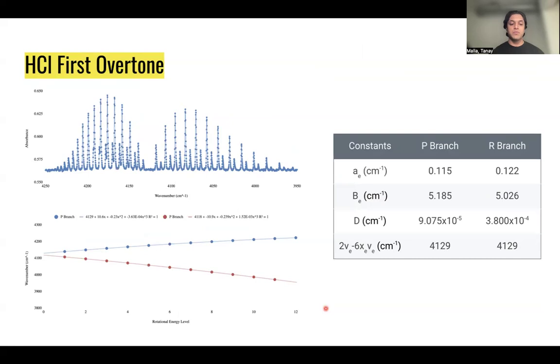Continuing down the graph, we come upon the first overtone of HCl. On this graph, the same regression analysis is completed. The R branch had 12 distinct peaks, while the P branch had 11 distinct peaks. Since the DCl first overtone was less distinct, the second smaller peaks were not visible. These smaller peaks indicate possible phosphorus isotopes or chlorine isotopes that were present in the sample. Additionally, a regression analysis was completed to find the following constants.